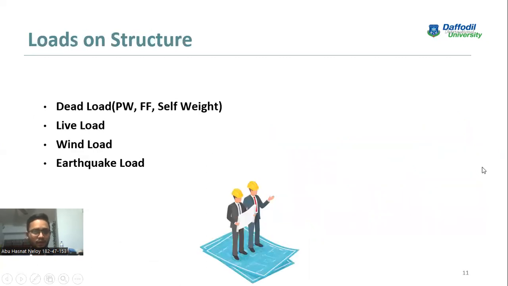So now, what are the loads that we need to consider for design and analysis of RCC structure? First of all, dead load including partition wall, floor finish, self weight, and then live load and wind load and earthquake load as per BNBC 2020.